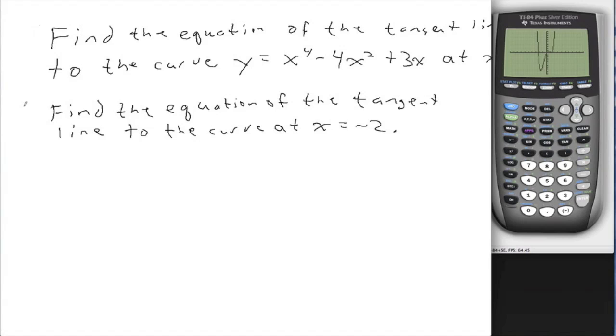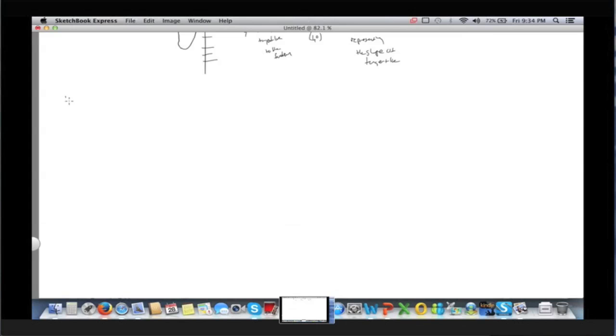So this is part B for the same curve. So the curve is the same as before. Now let's try this. Okay. I'm just going to go with 3x.